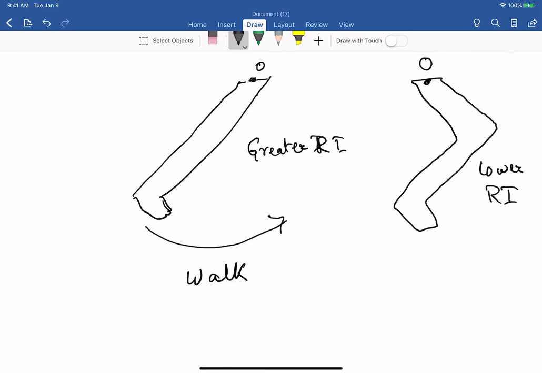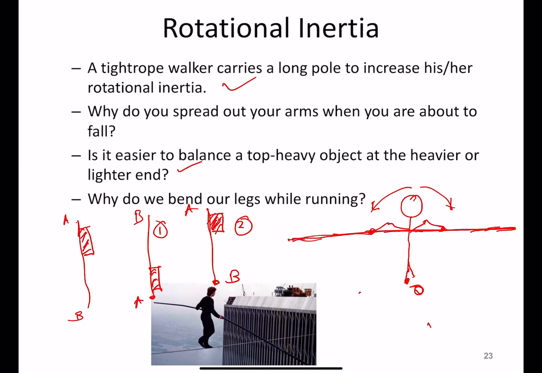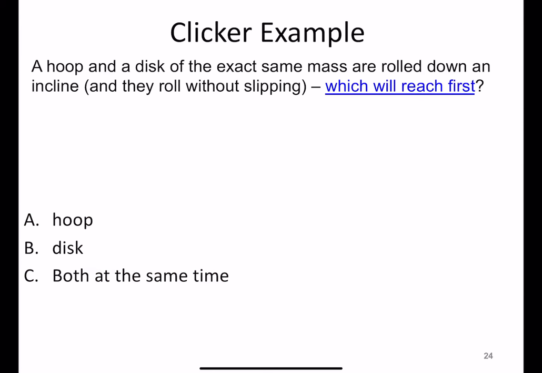All right, let's try this. I'm so used to saying, let's try this top hat question. This would have been a top hat question. So a hoop and a disc of the same mass are rolled down an incline and they roll without slipping. Which one will reach first? Okay.